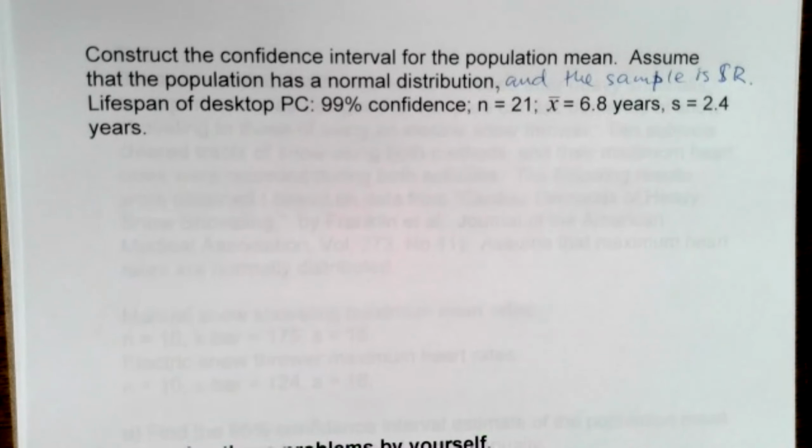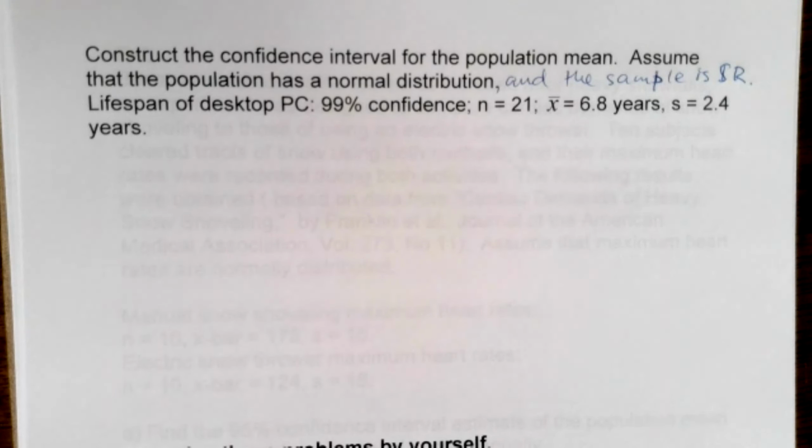All right, let's take a look at this problem. It says construct the confidence interval for the population mean. Assume that the population has a normal distribution and the sample is a simple random sample. We're looking at the lifespan of desktop PCs with 99% confidence, n equals 21. The mean of the sample is 6.8 years, and the standard deviation of the sample is 2.4 years.